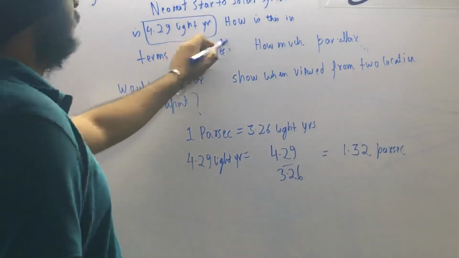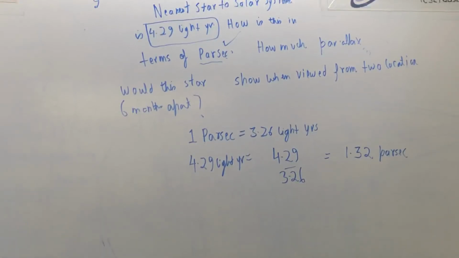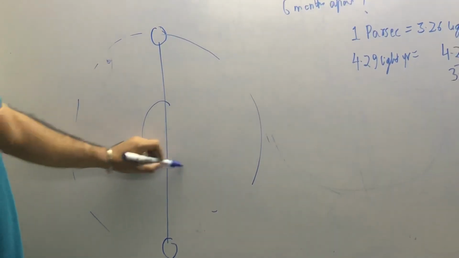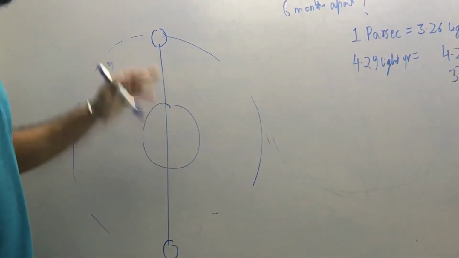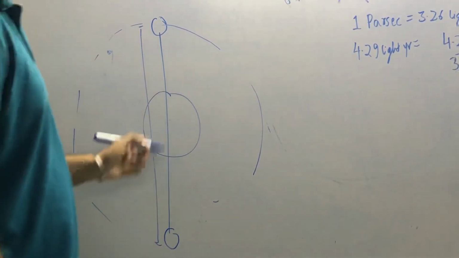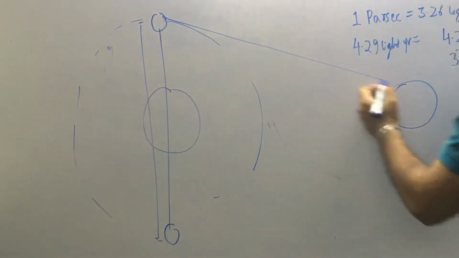First part is done. Next thing is how much parallax would this star show when viewed from two locations 6 months apart? So here are the two locations that are 6 months apart. See, this is the revolution of Earth, right? In the middle there is the Sun. So these are the two locations 6 months apart. This distance will subtend how much angle? Somewhere here will be Alpha Centauri.